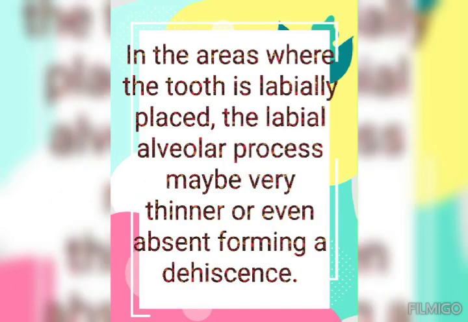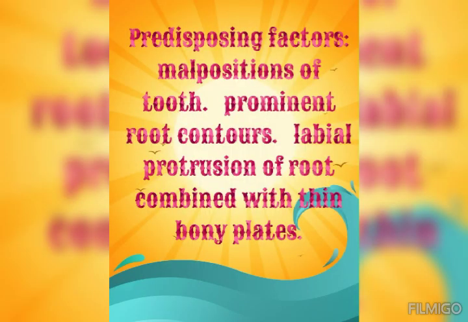This is seen in an area where the tooth is labially placed. So the labial alveolar process may be very thin or even absent, forming a dehiscence. Mostly it occurs on the labial surface. So the labial alveolar process may be very thin or may be absent. It is called dehiscence. What are the predisposing factors of fenestration and dehiscence?